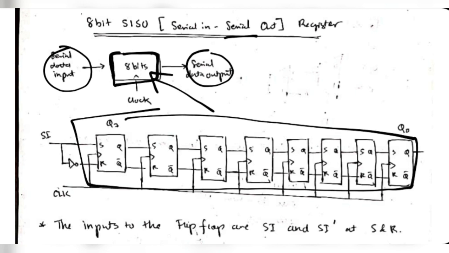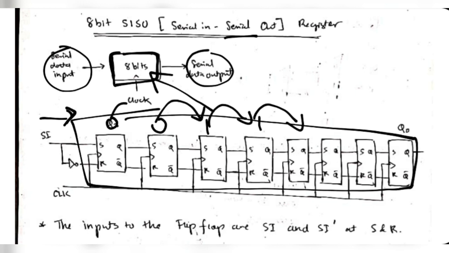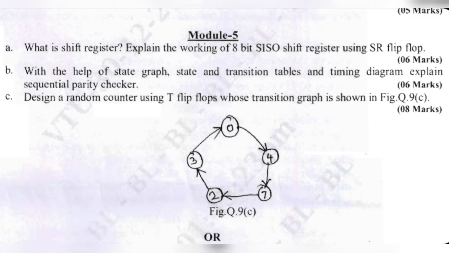What happens is, when you have some data here initially and you input some binary value here, this will get shifted here, and similarly all these bits will be shifted, and this new bit will come in the first place, and the last bit will get output from here. In the next question, we have to draw the state graph, state and transition table and timing diagram for a sequential parity checker.